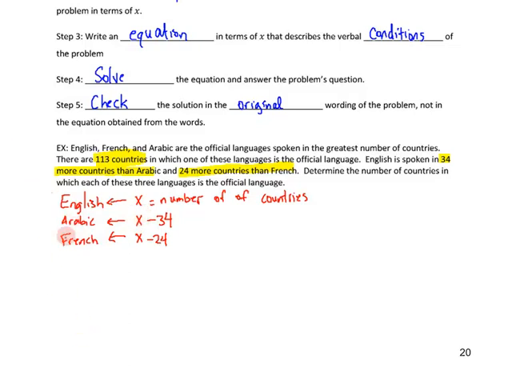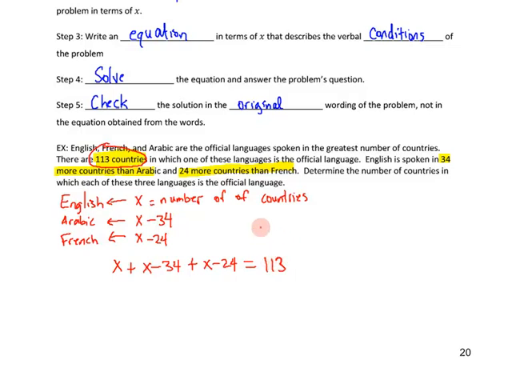And what's the other bit of information that we know? We know that 113 countries total speak one of these three languages. Now, if I'm going to say total, what does that mean? That means all together, added up. So x plus x minus 34 plus x minus 24 must equal 113. Now we're to an equation.